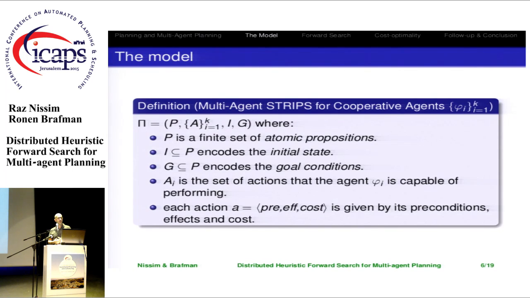So the model is multi-agent STRIPS due to Brafman and Domshlak, 2008. And essentially, it's a regular STRIPS problem where the agents are assigned actions. So each action is assigned to exactly one agent, and everything else is the same. Actions are given by their preconditions, effects, and costs. So this is classical planning, just partitioning the actions between agents.